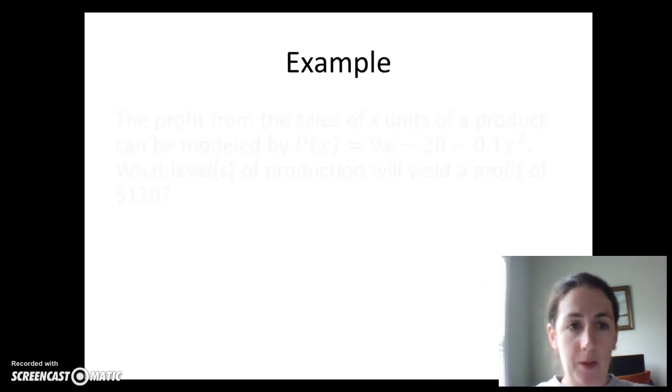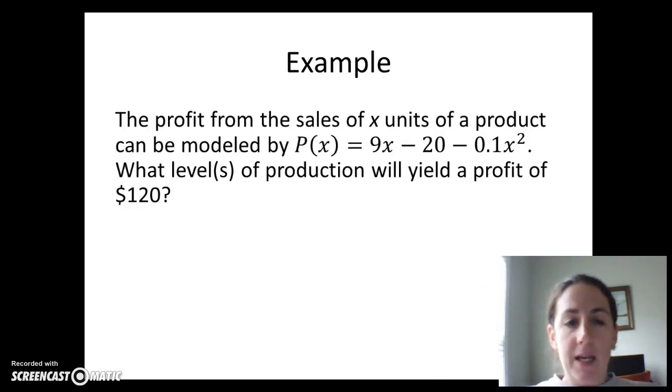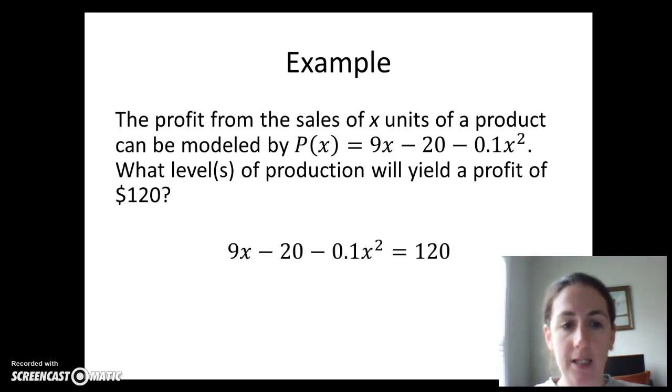Let's do another example. The profit from the sales of x units of a product can be modeled by P of x equals 9x minus 20 minus 0.1x squared. What level or levels of production will yield a profit of $120? So I want to know, what is x? What is the x value that's going to make this entire profit function equal to $120? So I'm going to take the profit function, 9x minus 20 minus 0.1x squared, and set it equal to 120.